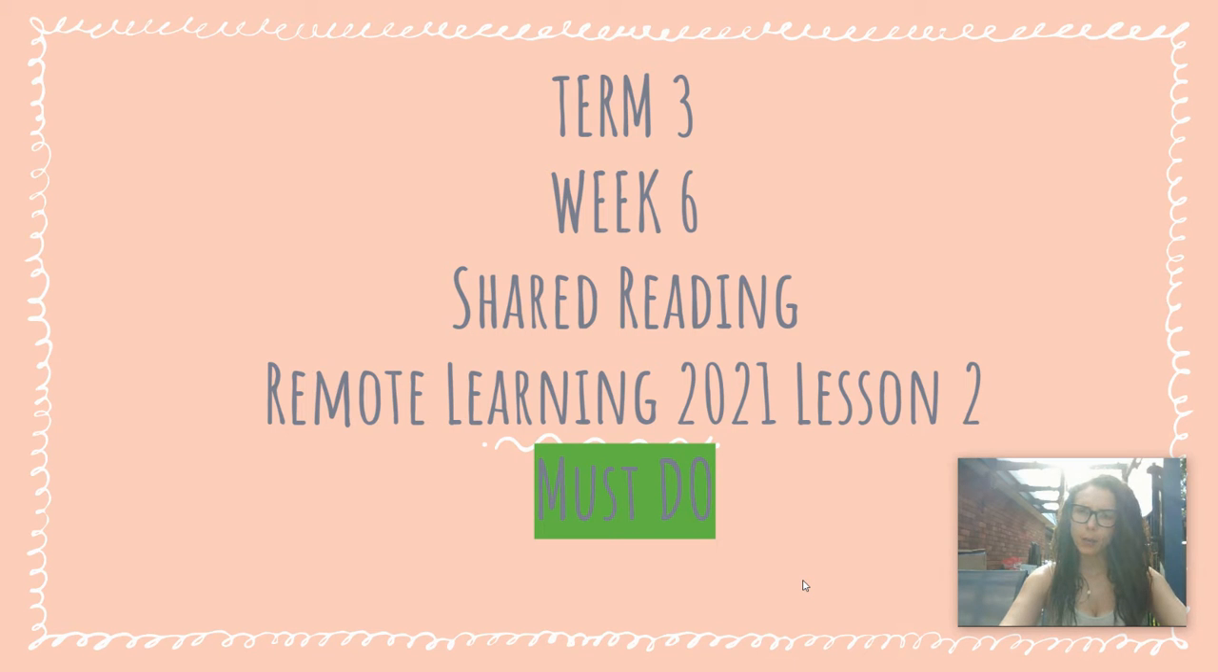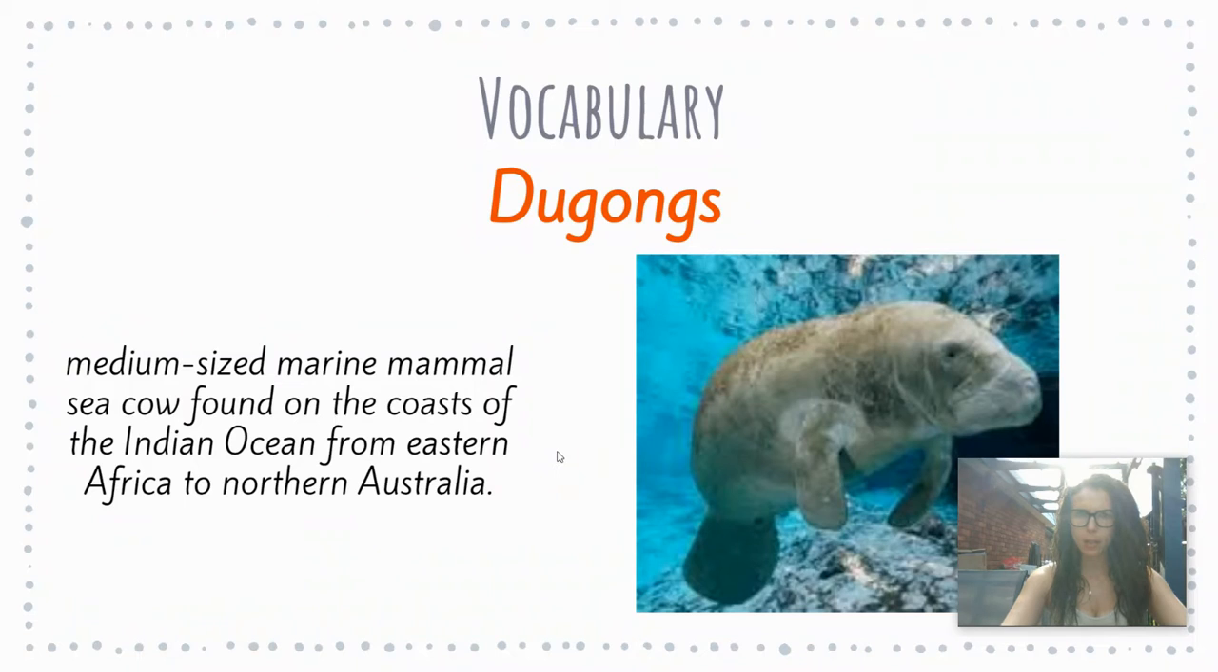For shared reading today, we're going to continue to look at some key vocabulary before we actually read the text. So a dugong is the first word, and you would probably have seen this if you went to the aquarium in the last year or so. It's a medium-sized marine mammal that's also known as a sea cow, found on the coast of the Indian Ocean from eastern Africa to northern Australia.